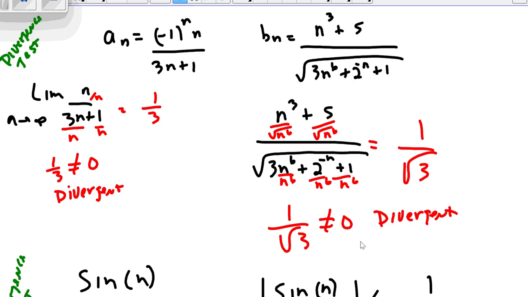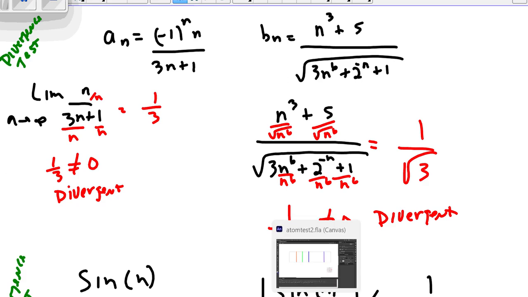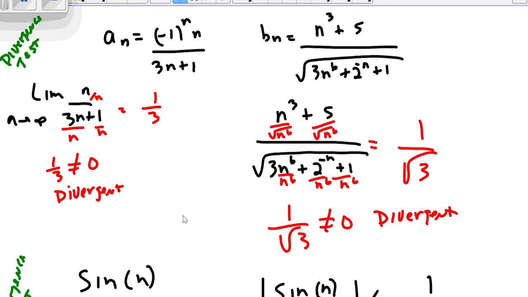The first one is (-1)^n times n over 3n plus 1. We want to see if this one is a divergent or convergent series. We'll do the divergence test. We'll divide each of the values, or the n's, by n, and we see that you get 1/3. So n divided by n, and 3n divided by n, 1 over n. The limit as n approaches infinity equals 1/3. So since 1/3 does not equal 0, that is divergent.